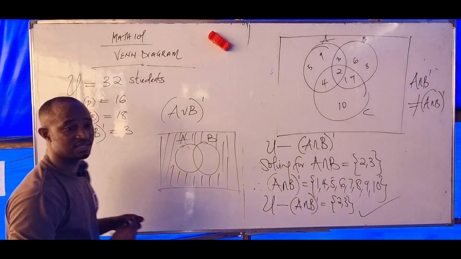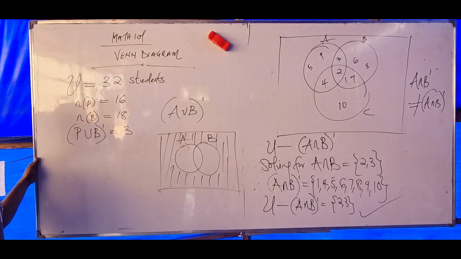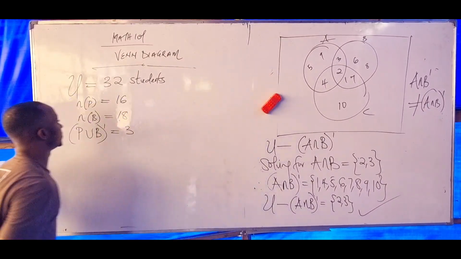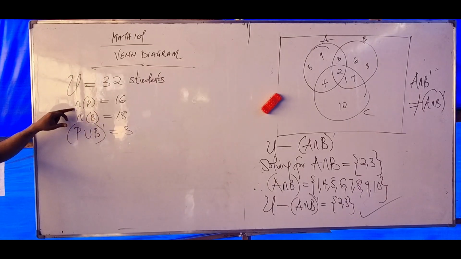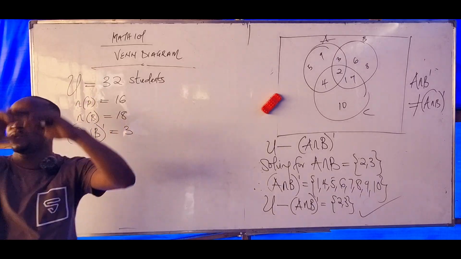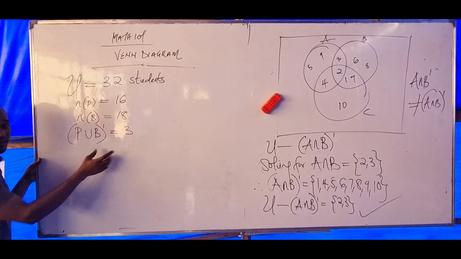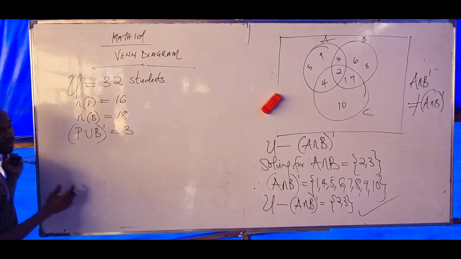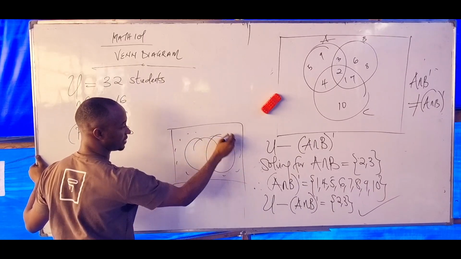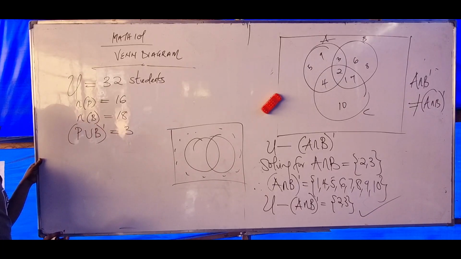Now can we represent? The number that offer physics is 16. What about biology? 18. Those that don't offer physics and biology are in the general set, and we call them (P union B) prime, which is 3. Where are they located in the Venn diagram? Outside. They are here, which is the prime of P union B. Are you getting it?